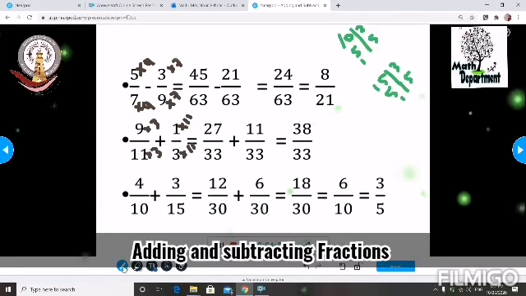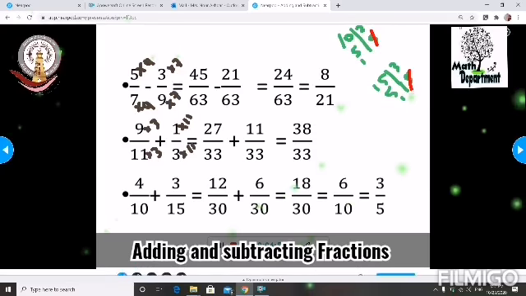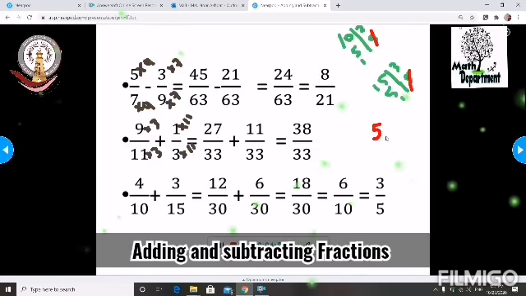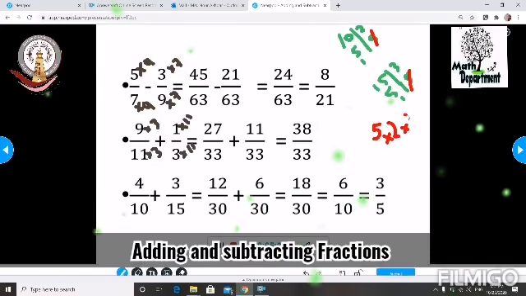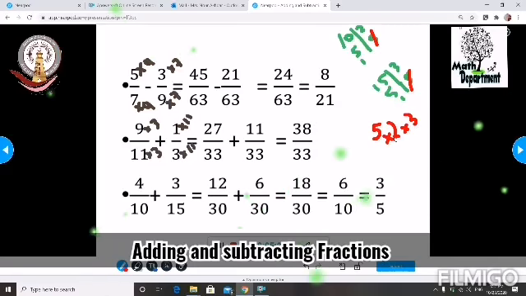Now I have to take the common factors once. So 5 and 5, I write it down, times what's left here? I have 2. What's left here? I have 3. So 5 times 2 is 10, 10 times 3 is 30. That's why the common denominator is 30.